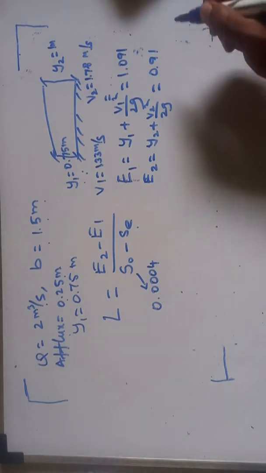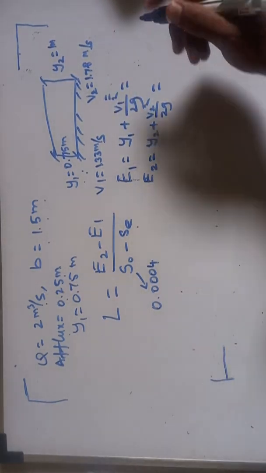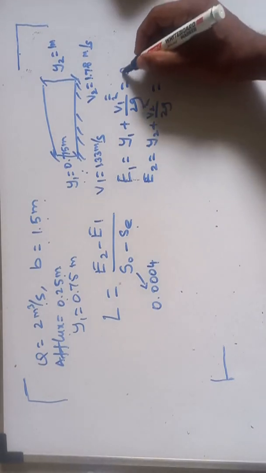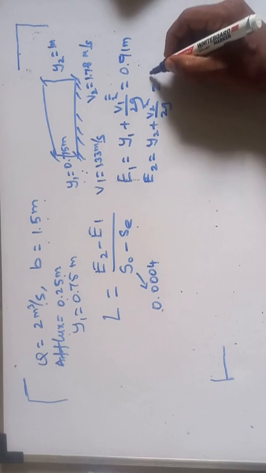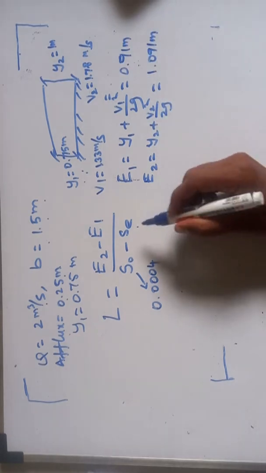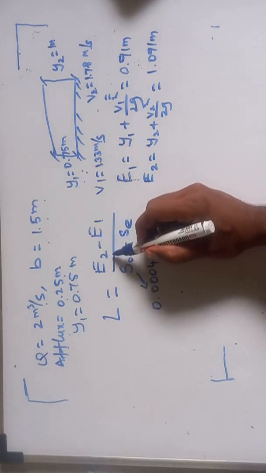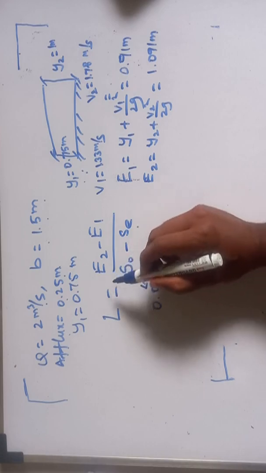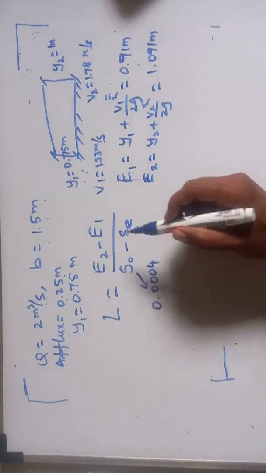Okay, sorry, I wrongly wrote the answer. This value is equal to 0.91 meter. This value is equal to 1.091 meter. Here E2 minus E1 or E1 minus E2, that is no problem. What we need is the magnitude. So if this term becomes minus, we can take it as positive.